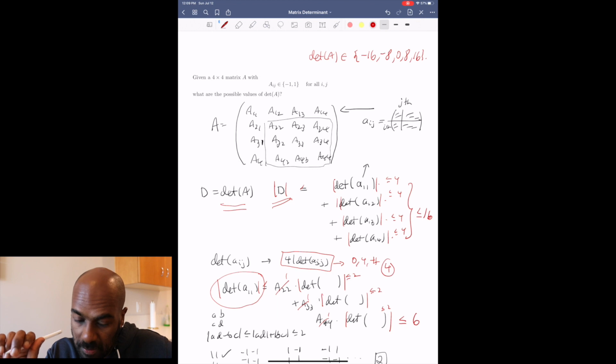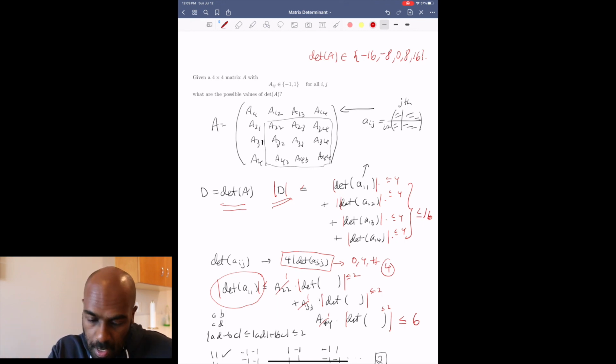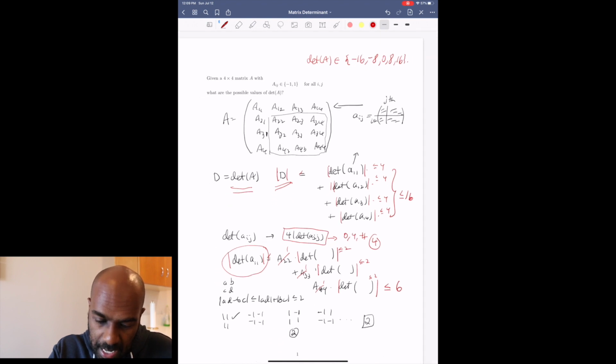Okay, so we've reduced the number of choices down dramatically, and now the question is, can we actually achieve all of these values, or do we need to restrict more, and are some of these values not possible? All right, so let's take some time to think about that.